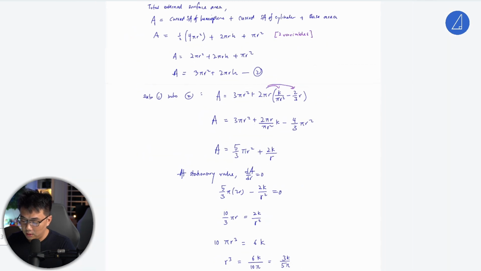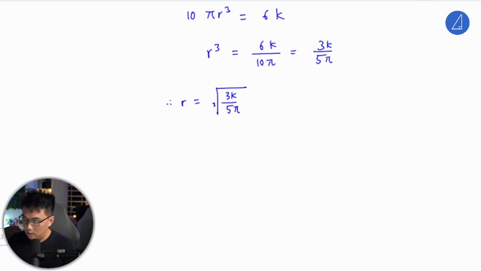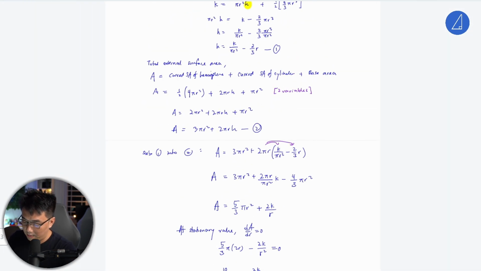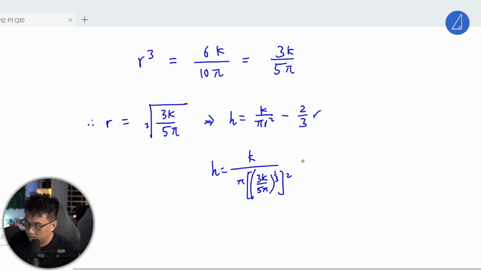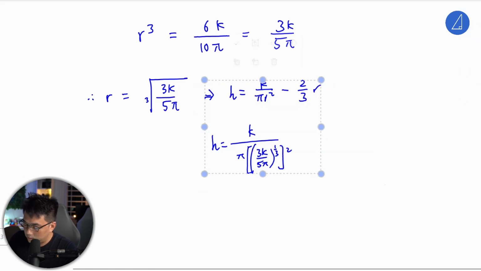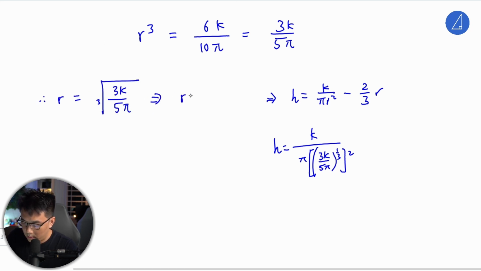So now we're going to find h. Finding h shouldn't be an issue because we already have h here. This is the h here. So I'm going to just copy this down. This case here may seem difficult, but I think it's okay. What I'm going to do is replace my r as 3k over 5 pi. This is cubic root, so it's going to be a third here. Then this case here, I'm going to square. So just remember that. This will be r equals to 3k over 5 pi to the power of third.